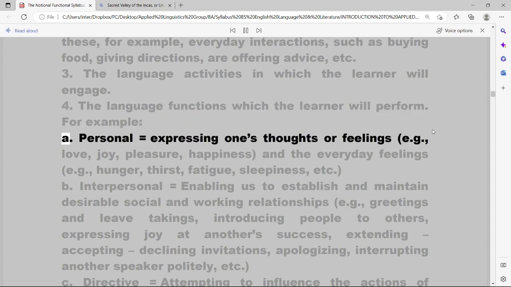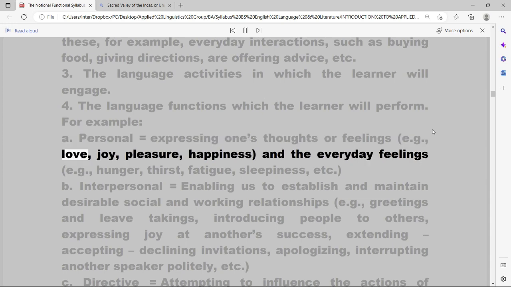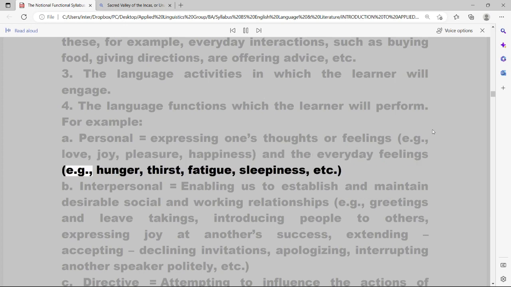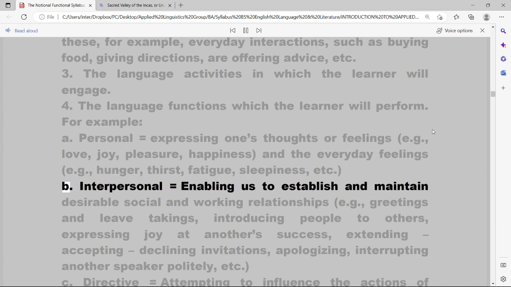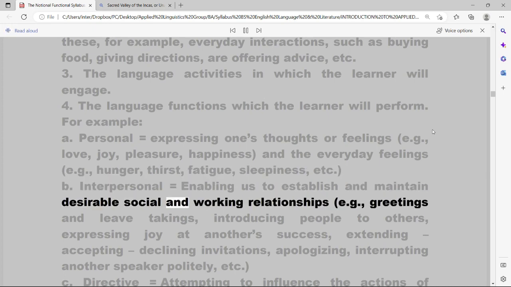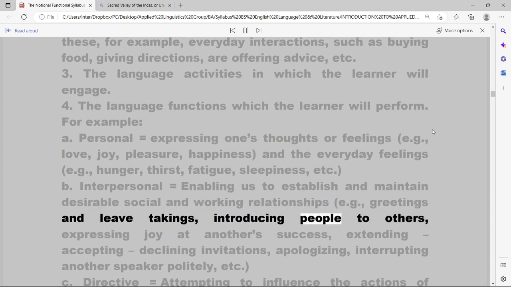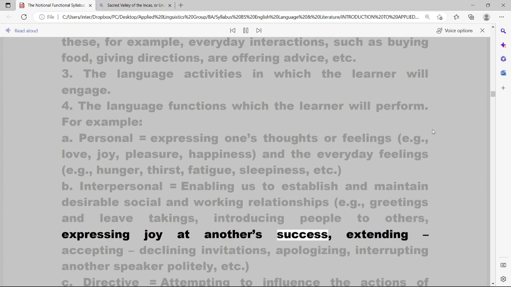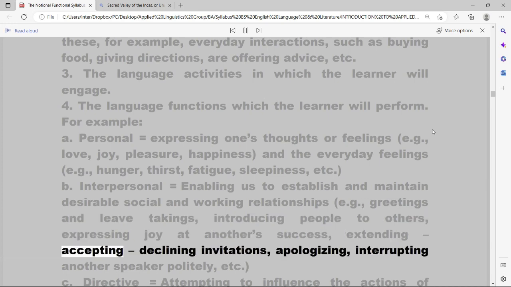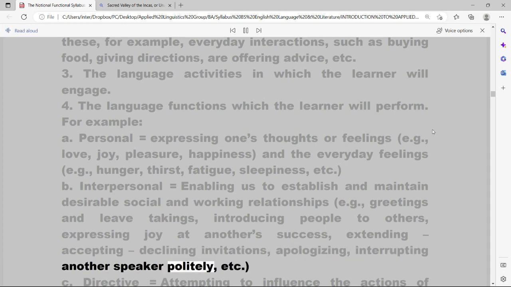4. The language functions which the learner will perform. For example, A. Personal equals expressing one's thoughts or feelings, example, love, joy, pleasure, happiness, and the everyday feelings, example, hunger, thirst, fatigue, sleepiness, etc. B. Interpersonal equals enabling us to establish and maintain desirable social and working relationships, example, greetings and leave-takings, introducing people to others, expressing joy at another's success, extending, accepting, declining invitations, apologizing, interrupting another speaker politely, etc.